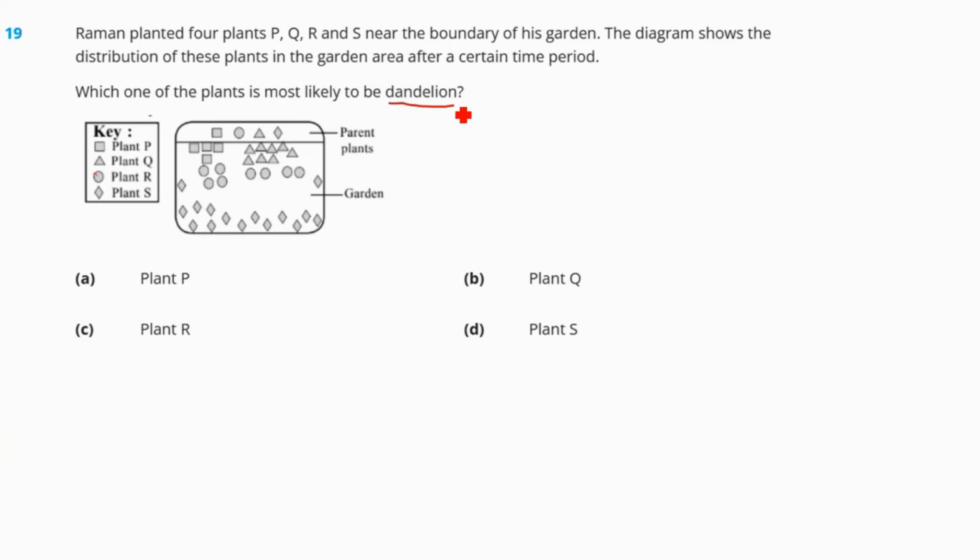Here you can see the farthest from the parent plant, among the small plants, is the diamond shape plant. Why? Because dandelions have a wing-like structure, so they can be easily blown off by the wind. So the dispersal of these seeds can be far. So plant S can probably be dandelion in this case. So our answer is option number D.